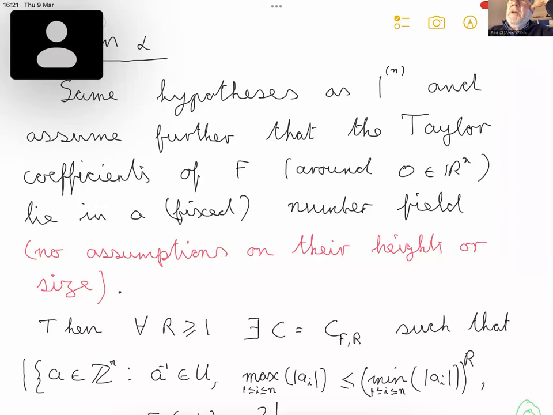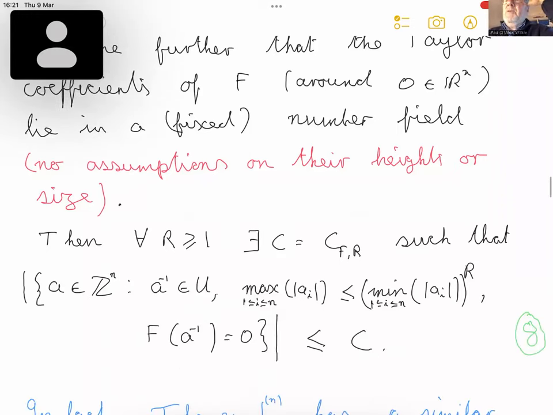Okay, given that, what you can show is that if you just look at inverse integer points, which are zeros of f, and providing the coordinates don't differ too much, they're multiplicatively comparable. So the maximum of the modulus of the coordinates is at most the minimum of the coordinates to the power r.